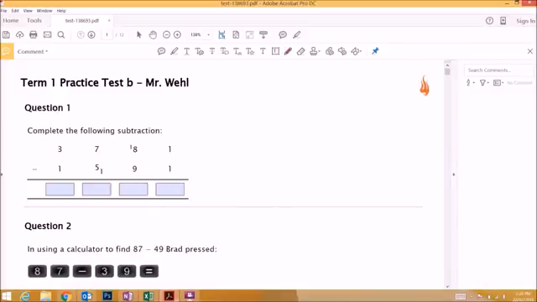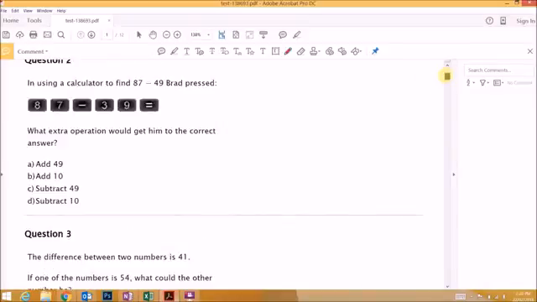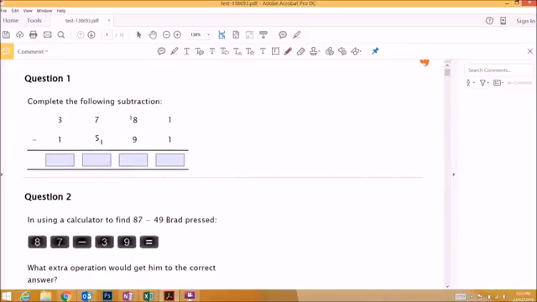Alright, so we're looking at the practice test that we did on Hotmaths, and we're just going to go through these answers quickly. So in the first question, it's a simple subtraction. So we're taking the top number, and we're going to take away the bottom number from it.